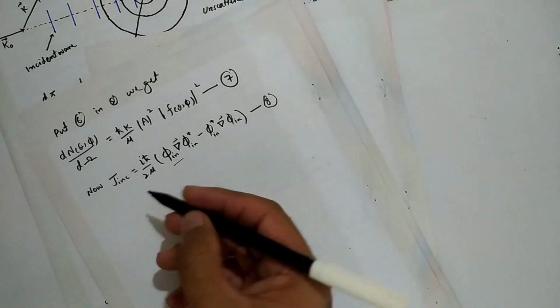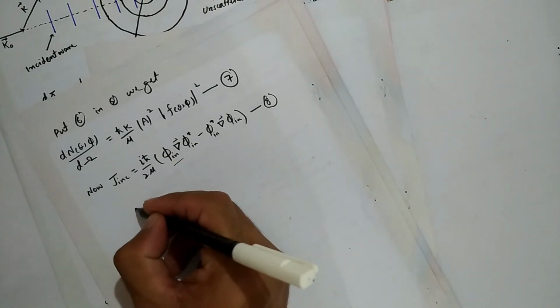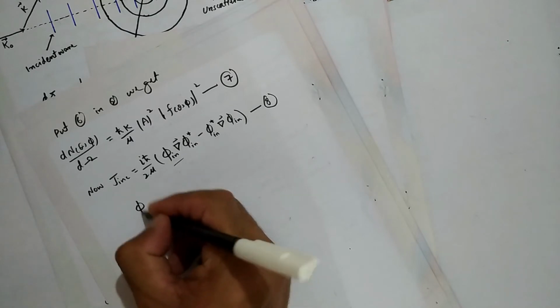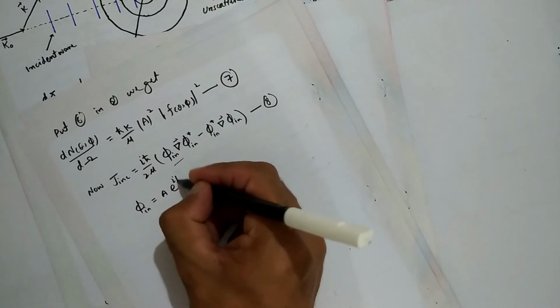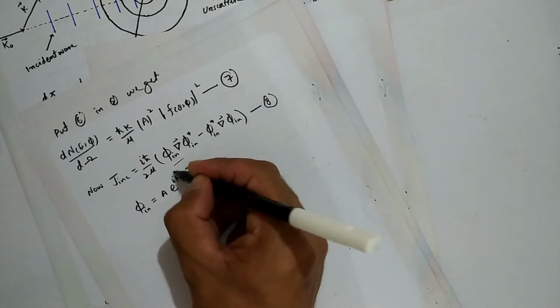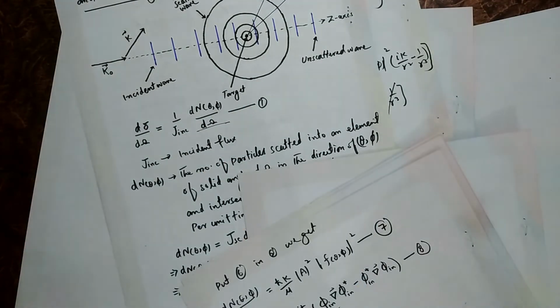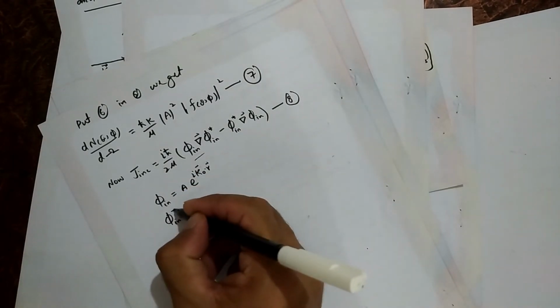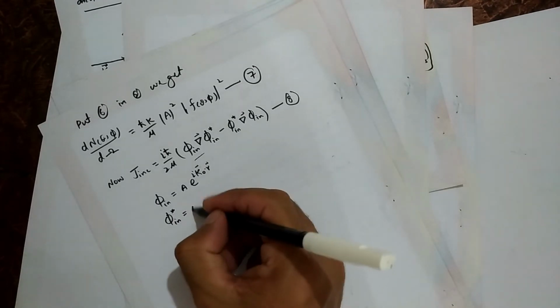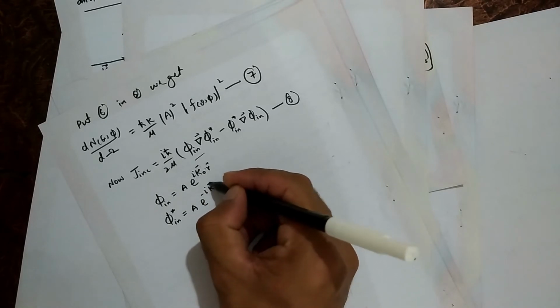Similarly, in our previous lecture, we defined the incident wave, which is a plane wave, as a times e power i k naught into r, because the wave vector of the incident wave was k naught. Clear? And its complex conjugate will become a times exponential minus i k naught times r.